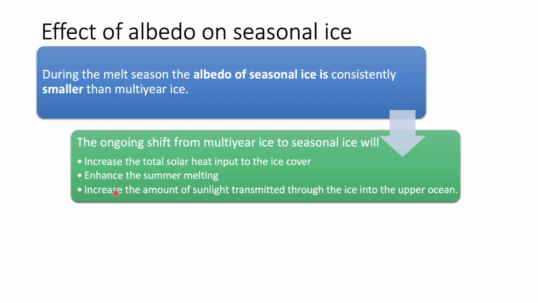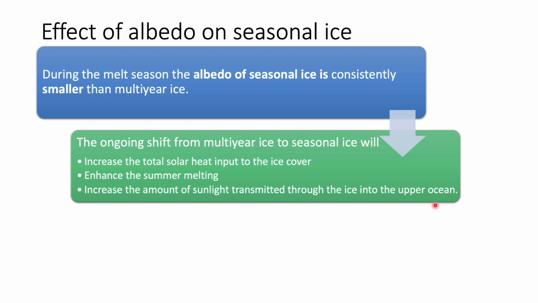That means more and more ice now will receive the solar radiation and it heats up the ice, and that leads to water formation. When there is water, it will absorb even more solar radiation, and that will again lead to a heating up of the water. So it is a vicious cycle where a thin seasonal ice gets melted very quickly, and it actually enhances the summer melting, and this increases the amount of sunlight transmitted through the ice into the upper ocean.